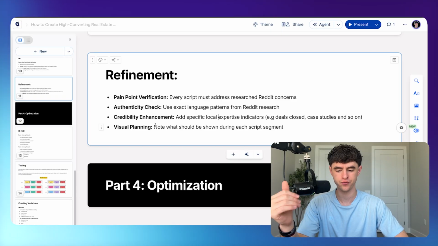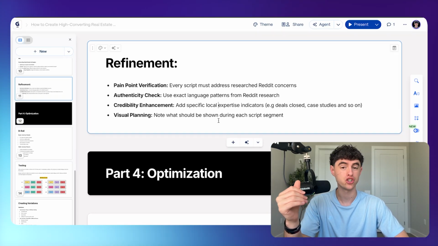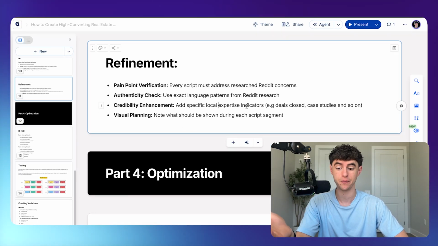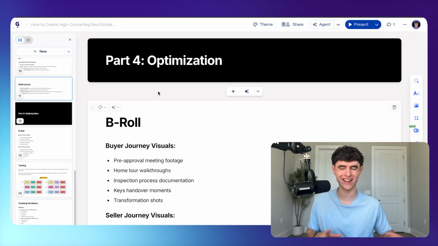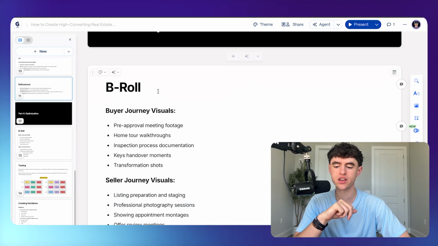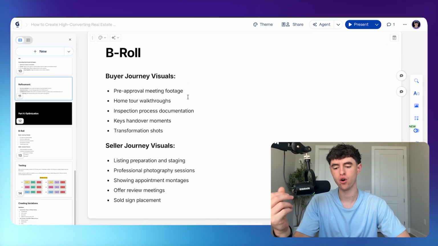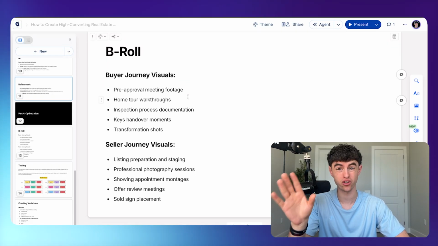And then finally, just visual planning. So note down what should be shown on each script segment. And so finally, you want to add in optimization. So this is mostly the video editing and the post-production aspect of things. And what you'll want to do is add in B-roll, okay? B-roll keeps the user engaged.